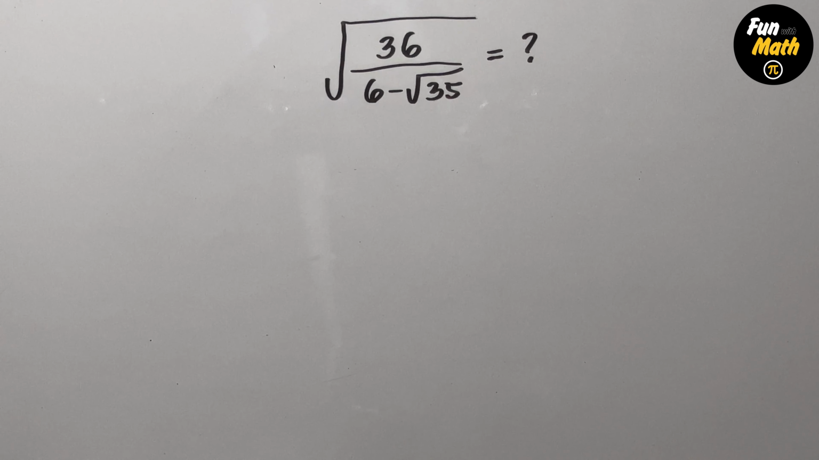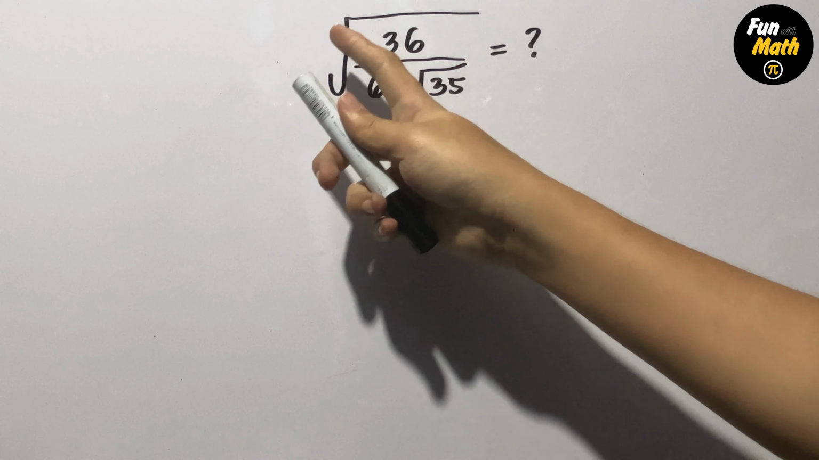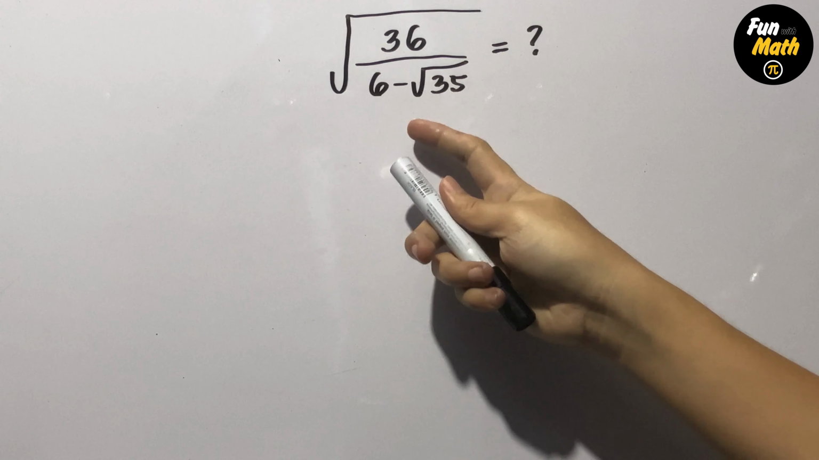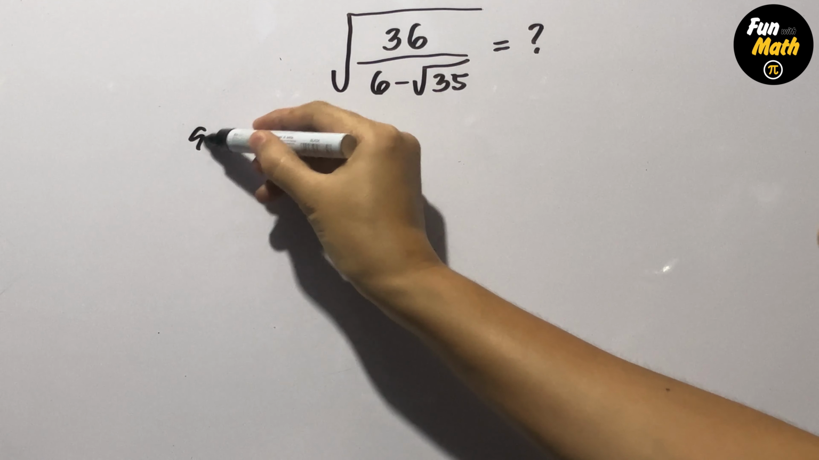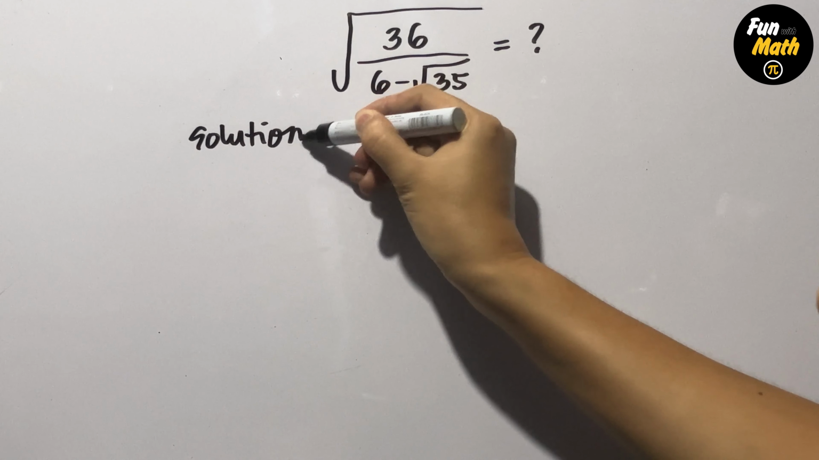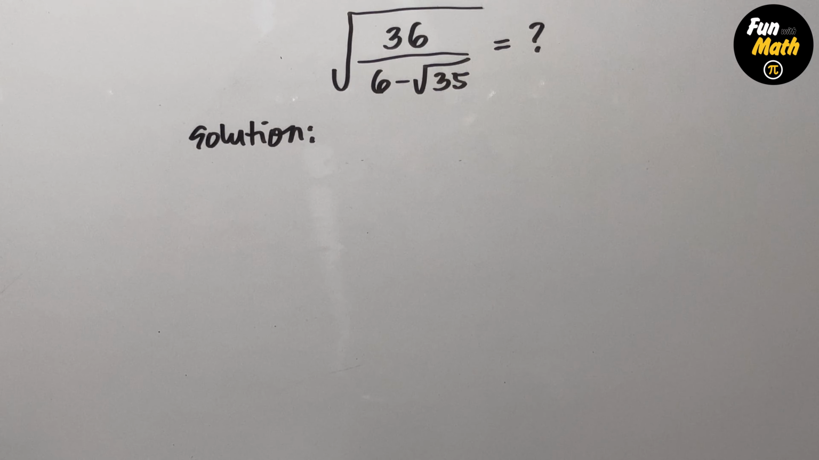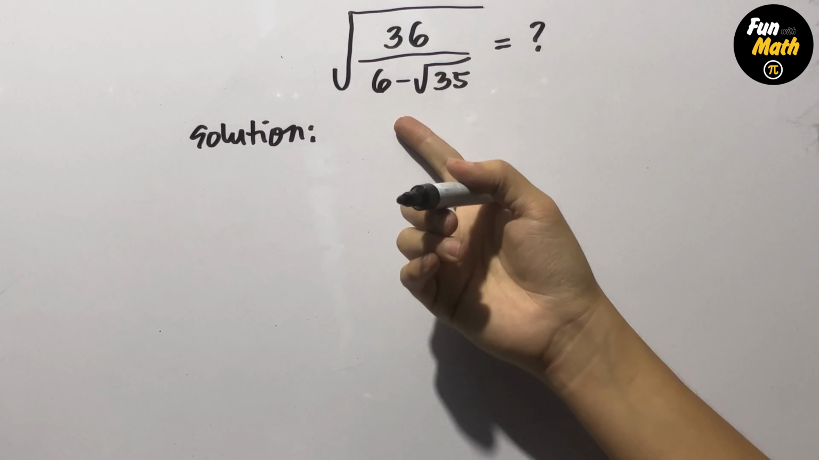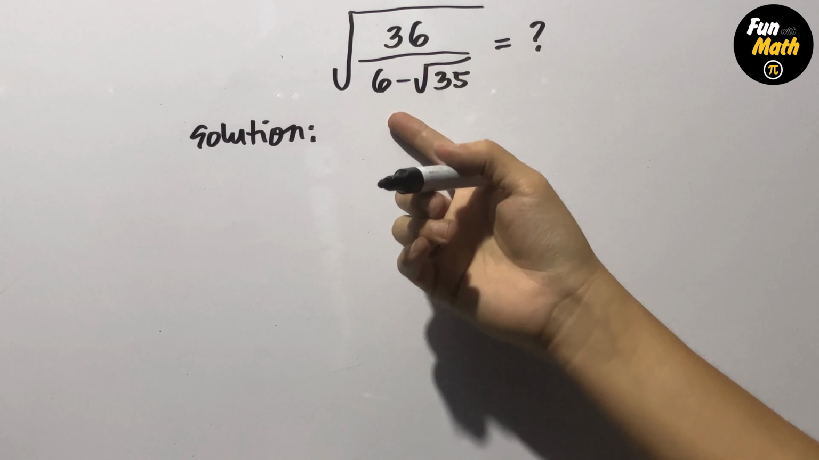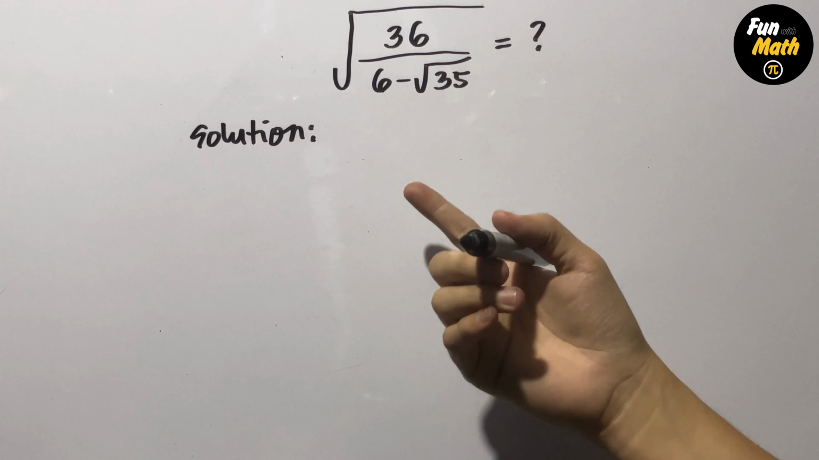Here's a nice radical problem. Square root of 36 over 6 minus square root of 35 is equal to what? Here's the solution. Now for this, let's rationalize by multiplying by 6 plus square root of 35.